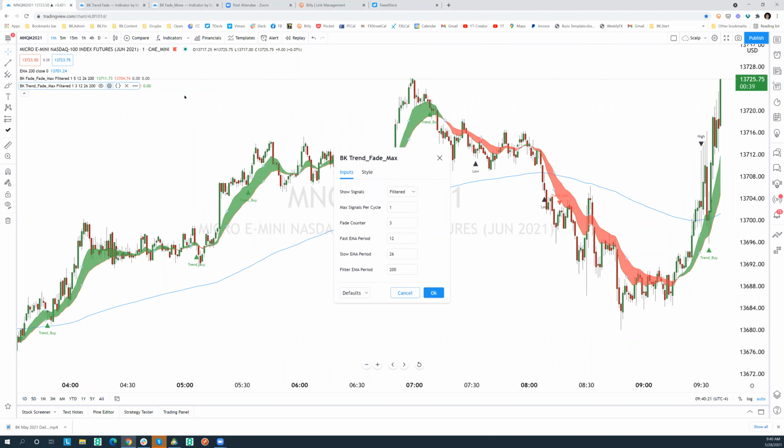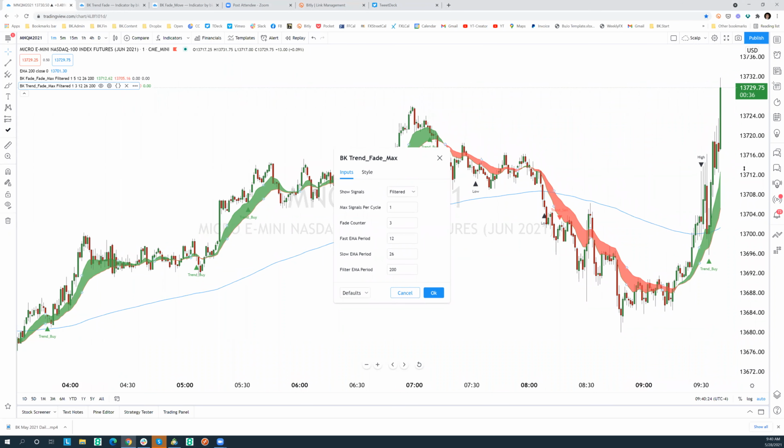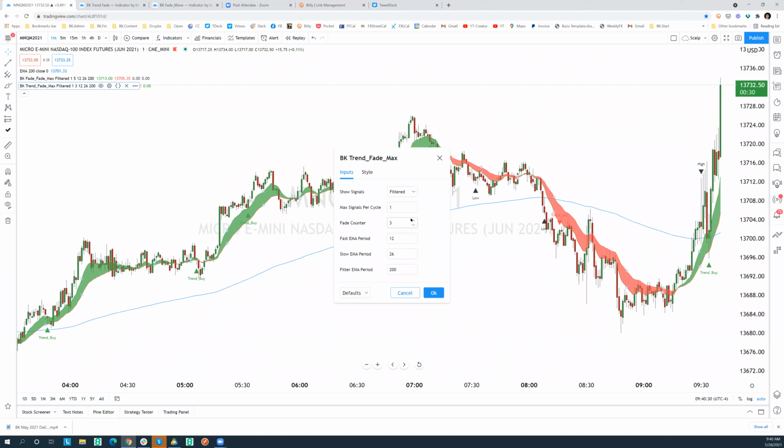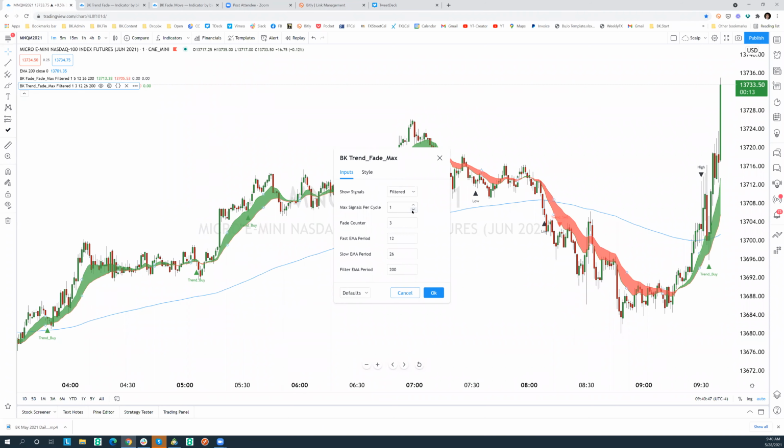So looking at this, and now we're really starting to break out. Now it's really starting to take off. Looking at the trades here, it has one additional variable here called max signals per cycle. And by default, I have suppressed it to just one signal.